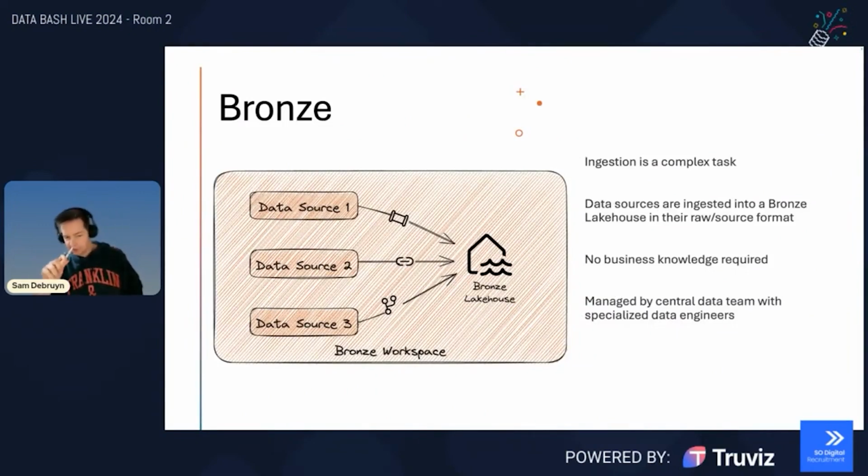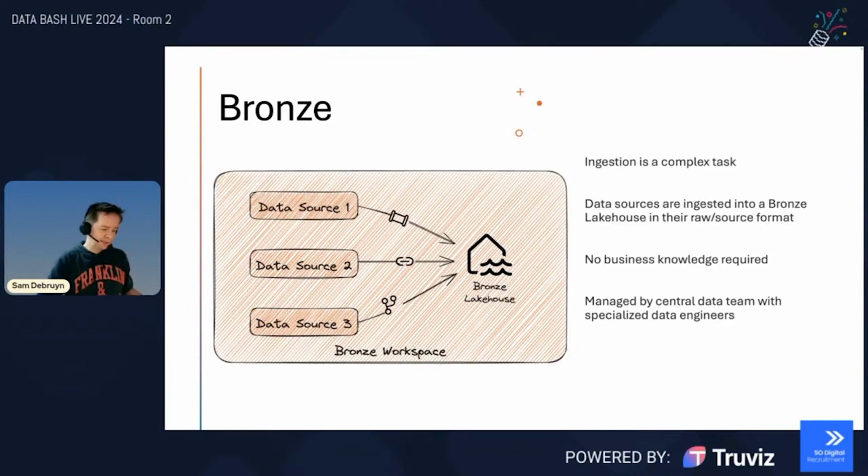In the bronze layer, we want to ingest the data. So we have to land the data somewhere, and in Fabric, you can store your data either in a lakehouse or in a warehouse. I would recommend that in your bronze layer you work with a bronze lakehouse, not with a warehouse, because it's a bit more flexible when it comes to ingesting data.